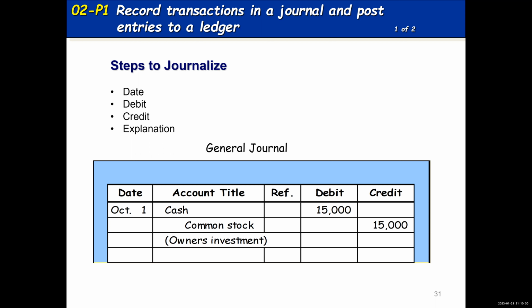I'm going to say it twice, and you say it with me. The third time, you're going to close your eyes and see if you can remember it. Date, debit, credit, explanation. Okay, open your eyes.